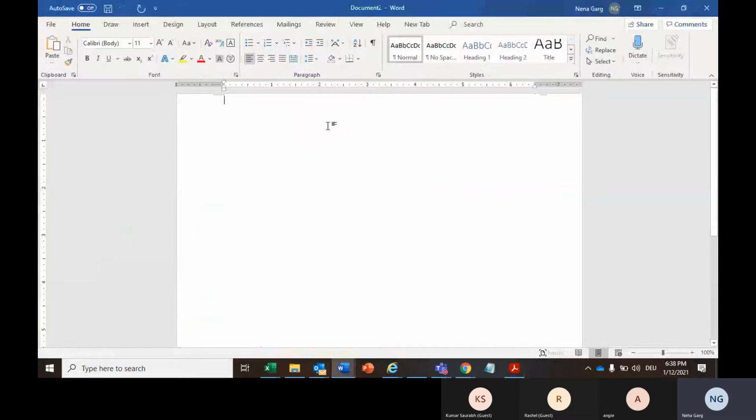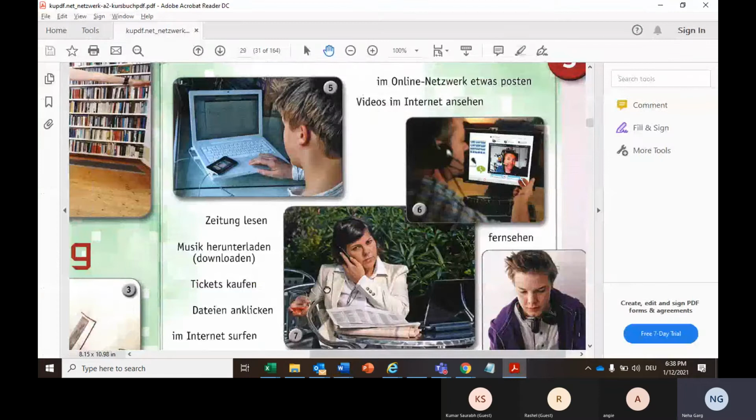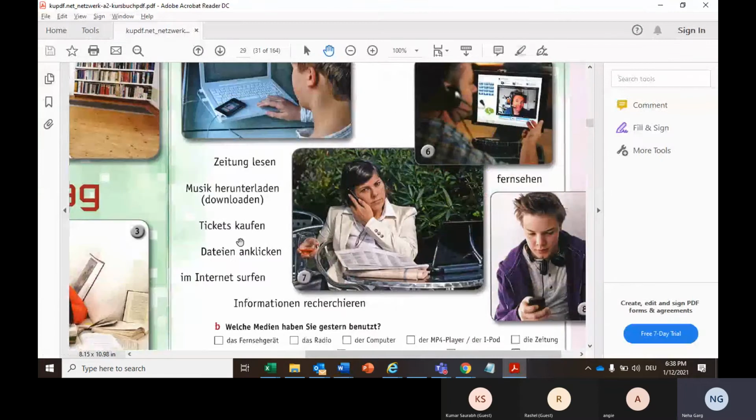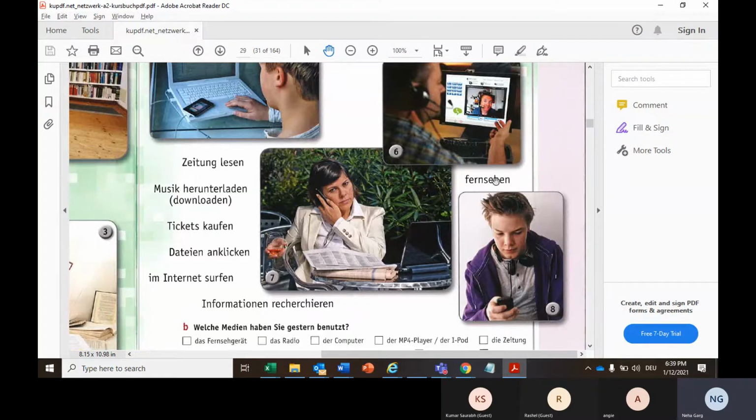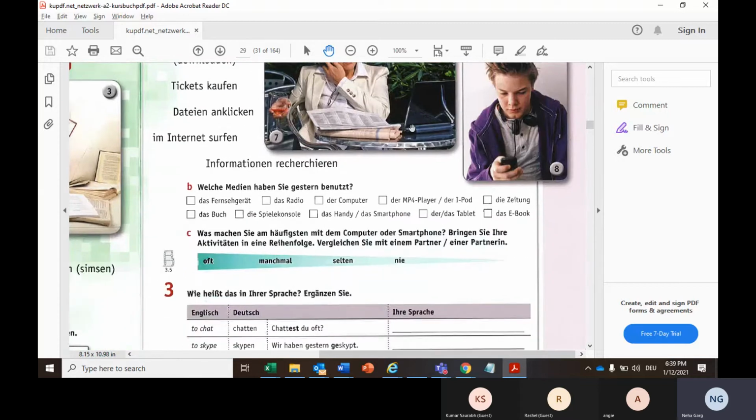Okay. Und herunterladen is to download, and then hochladen is to upload. Then we have Tickets kaufen, to purchase tickets, pretty simple. Dateien anklicken, to click on the data, then im Internet surfen, to surf over the internet, Informationen recherchieren, to do the research for the information. Recherchieren, to do research. And then Fernsehen, to watch television.